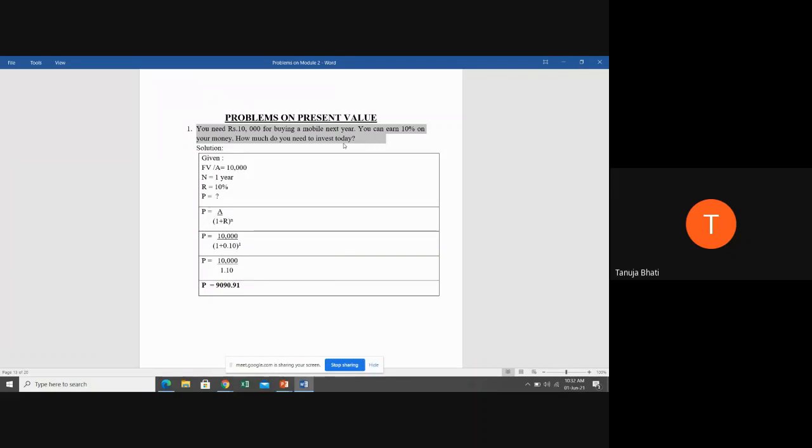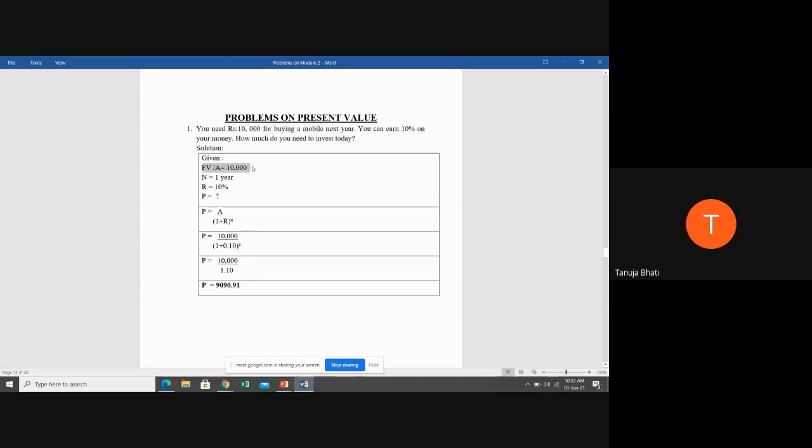So number of years is only 1. Next year means the time period is only 1. Rate of interest is given, 10%. Future value, that is A, we denote it by A, also is 10,000. How much you need to invest today? Today means they are asking the present value. So let us see the solution.